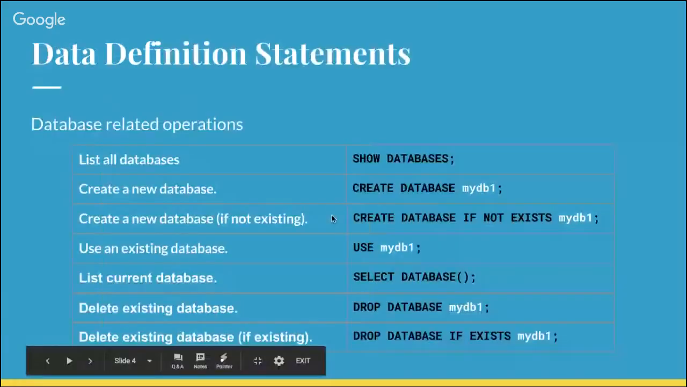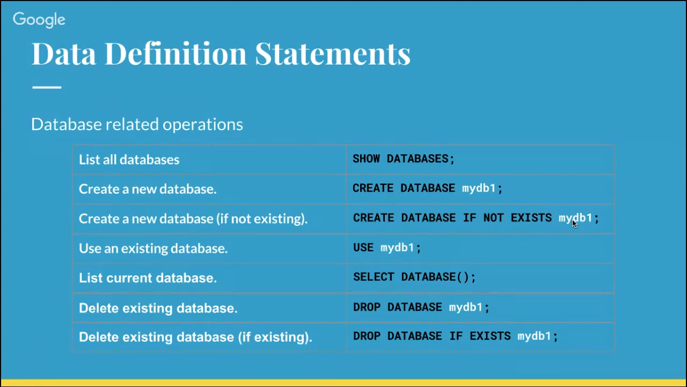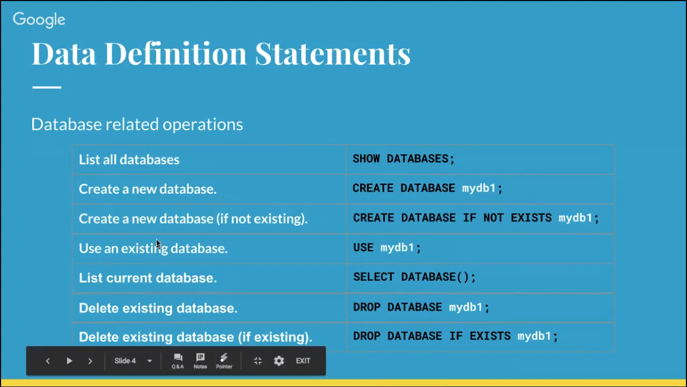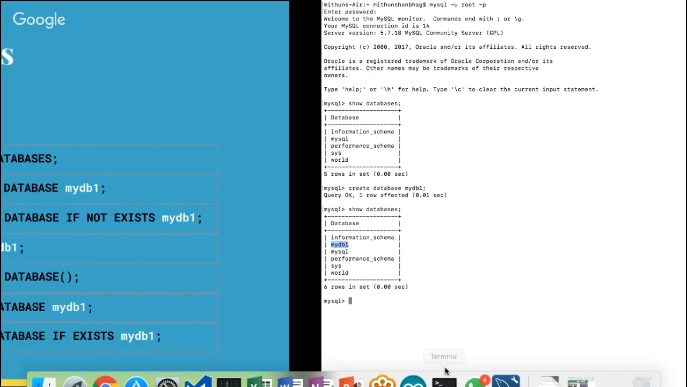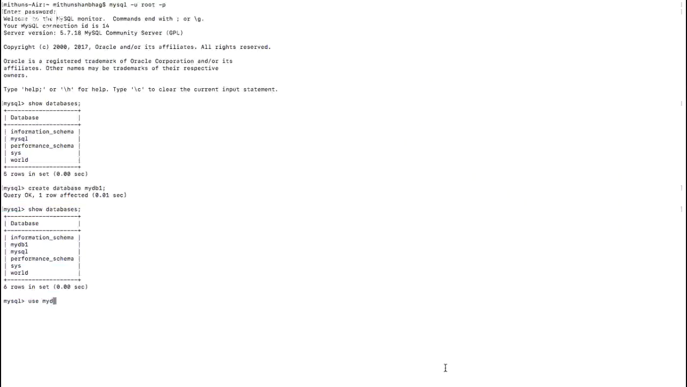If you're not sure whether a database already exists or not, you can use create database if not exists. Essentially, if the database doesn't exist, it will go ahead and create one. If it exists, then it will not error out. So it's a simple optimization. To connect up to an existing database, you type the command use with the database name. So in our example, we'll do use MyDB1. Now we are connected to MyDB1, right?